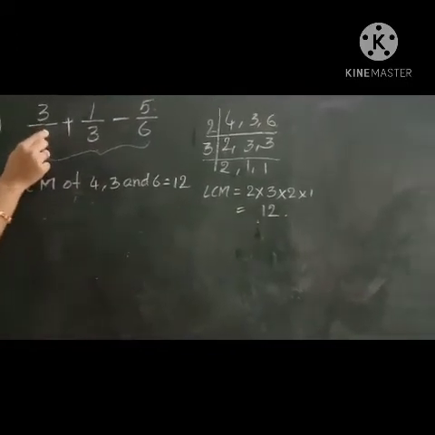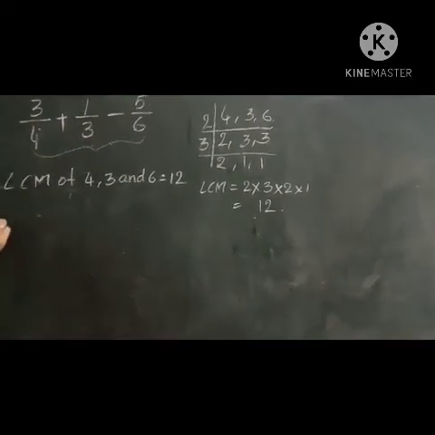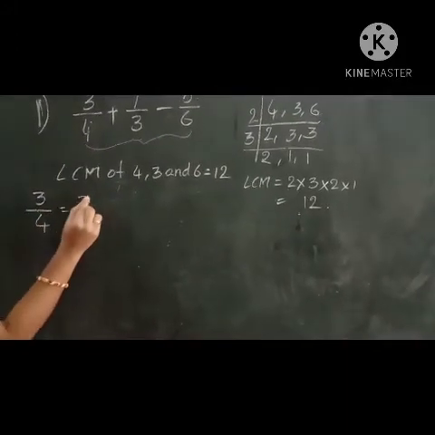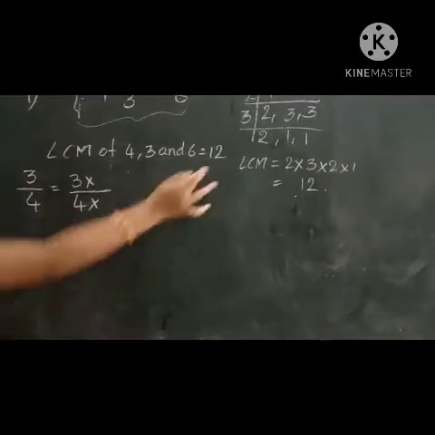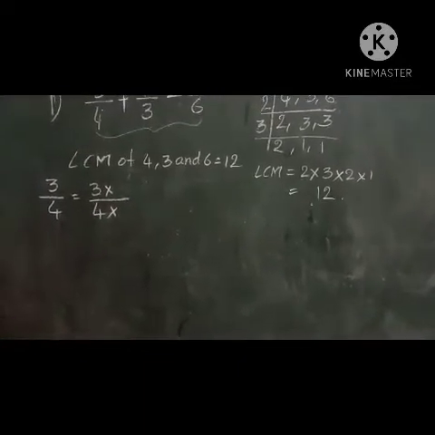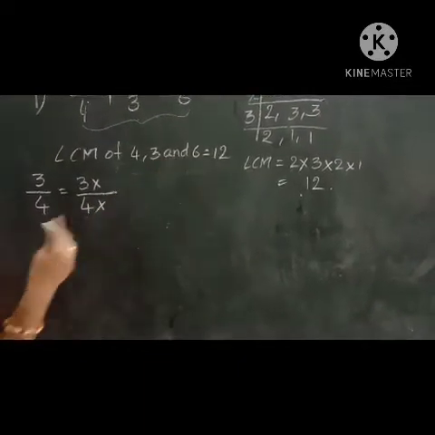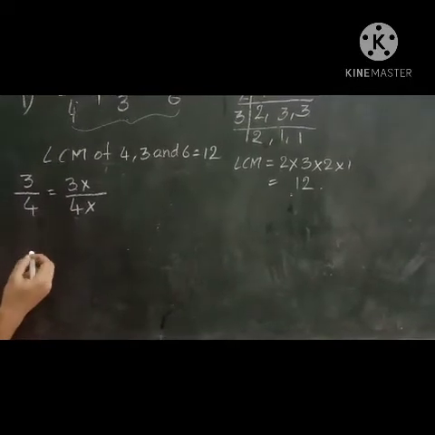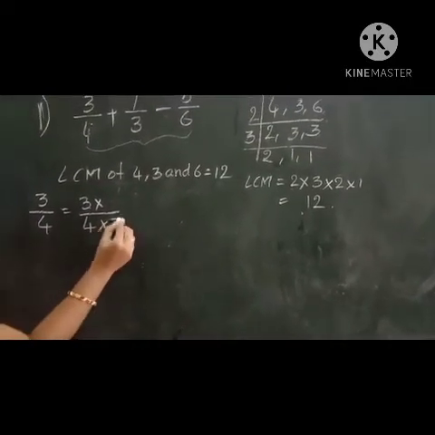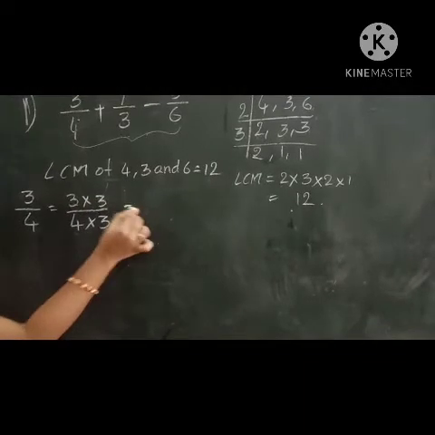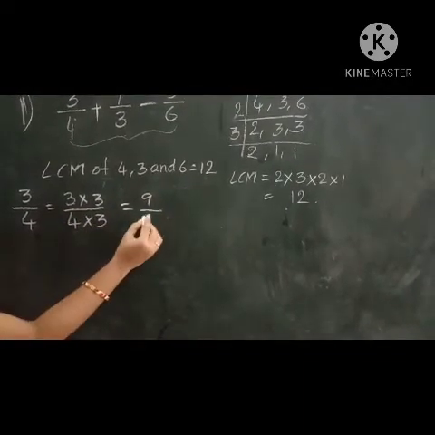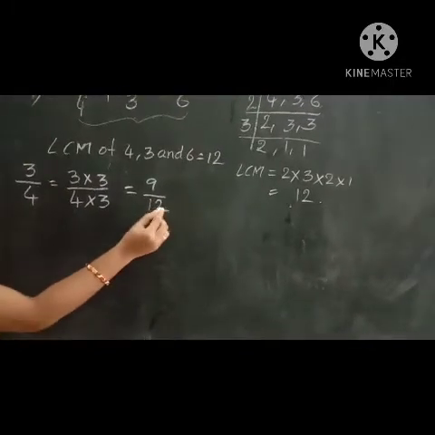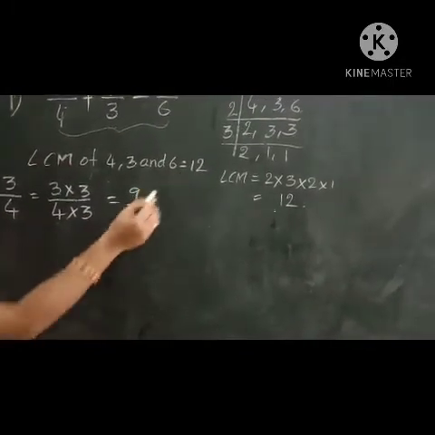Take the first number. What is the first number? 3 by 4. 3 by 4 equals 3 into, is 12 there in the 4 table or not? Yes, 12. 4 ones are 4, 4 2s are 8, 4 3s are 12. So write 3 here also. 3 3s are 9. Next, 4 3s are how much? 12. Here the denominator and the LCM are both the same.